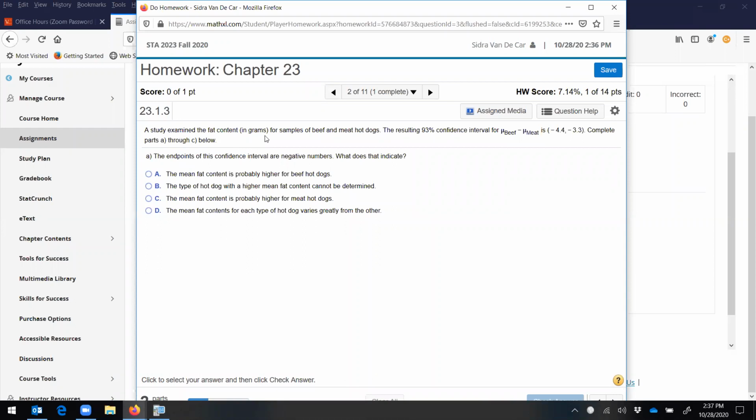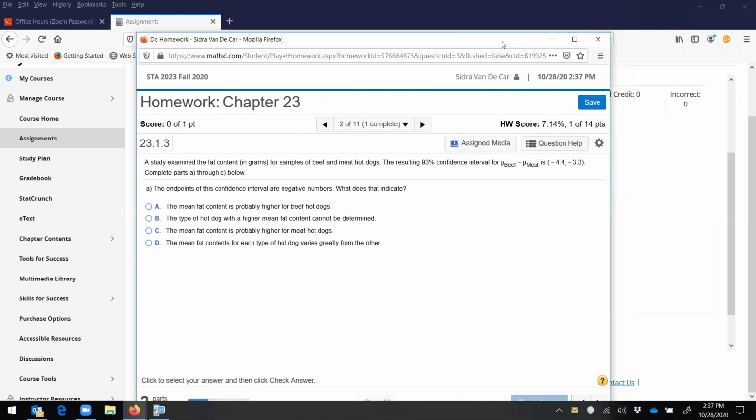Study examined the fat content in grams for samples of beef and meat hot dogs. There we go, a little bit better. Now you can get to those buttons a little easier.